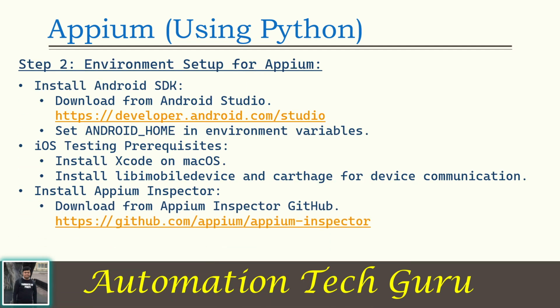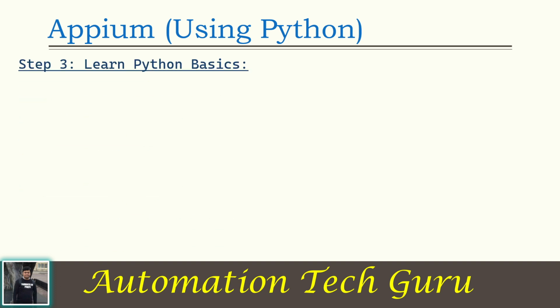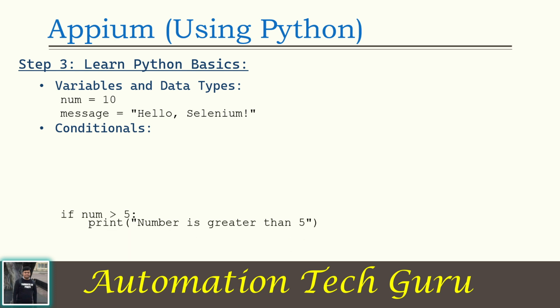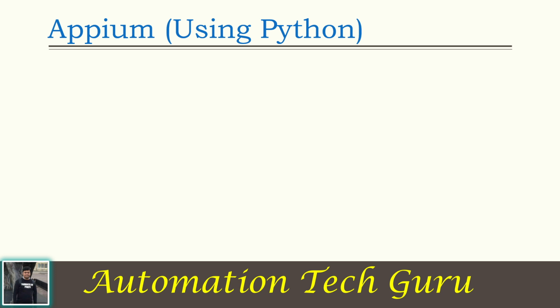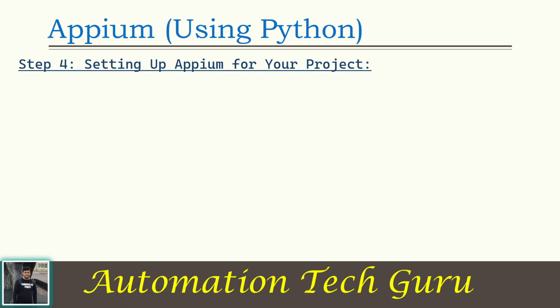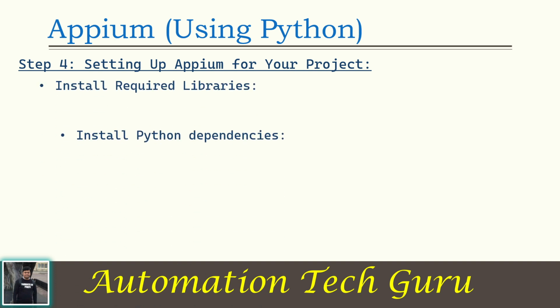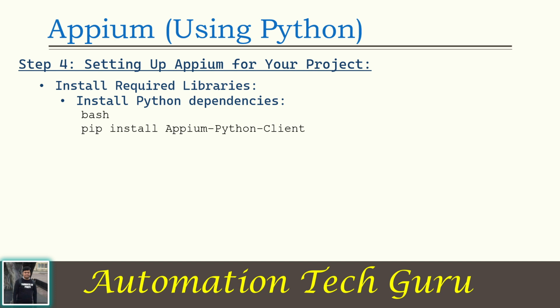Okay, next is, before going to the next step, you need to learn the Python basics. Like variables, data types, then conditions, then loops, and then functions, how you can create these things. Once you learn those things, you can use Python. These are the basics of Python to learn. Setting up Appium for your project: we need to install required libraries for Python. You can use pip install Appium-Python-Client.